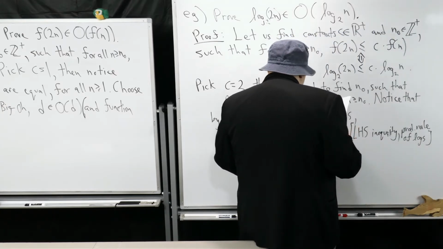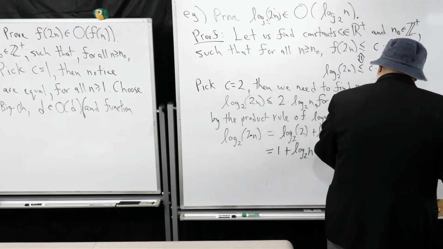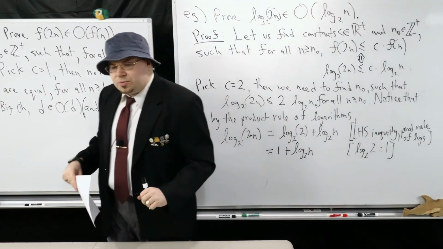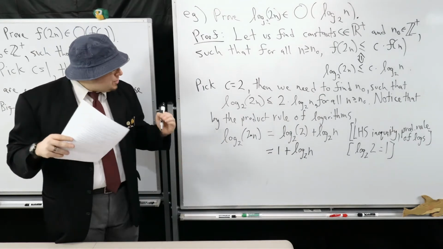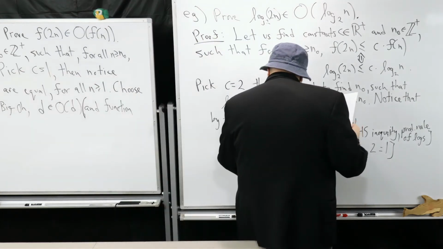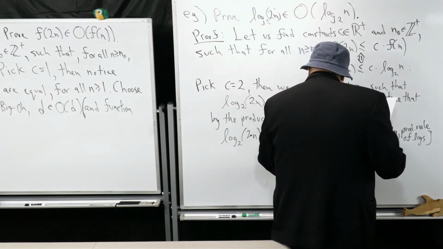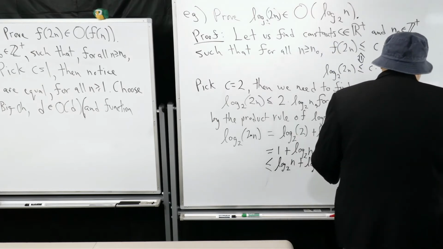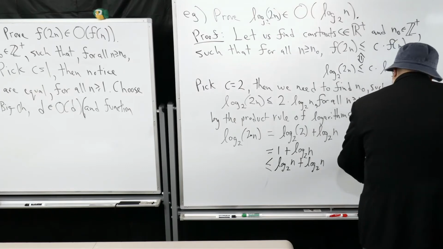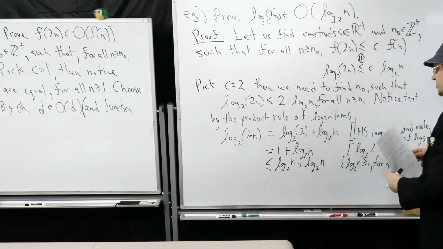So what's log base 2 of 2? It's 1. Why? Because log base 2 of 2 is equal to 1. So what do you think I'm going to do? Well, I'm going to try to make this 1 into something that looks like a logarithmic term. So this is less than or equal to log base 2 of n plus log base 2 of n. And this is true as log base 2 of n is greater or equal to 1 for all n greater or equal to 2. If I put in 2, log base 2 of 2 is 1.